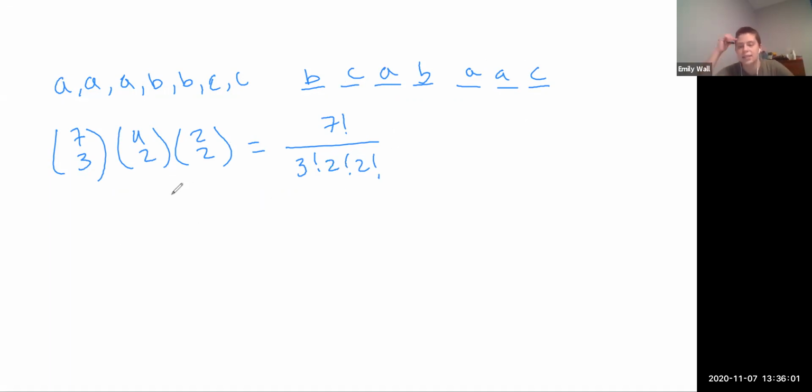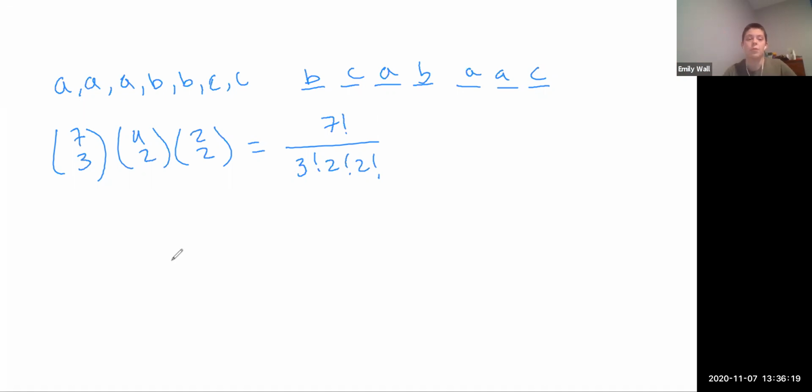The left side is thinking in terms of combinations. If you like that, go for it. The right side is thinking in terms of permutations, like 7 factorial is a permutation, 7 permutes 7. So if you like permutations divided by permutations, have at it.